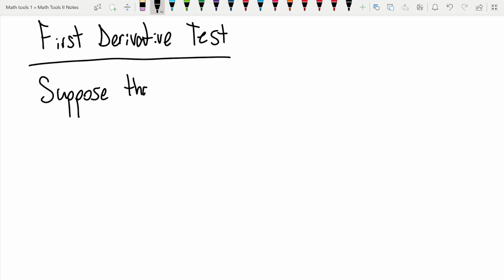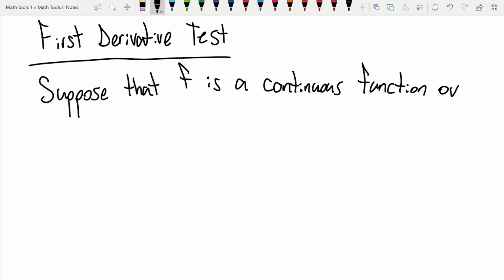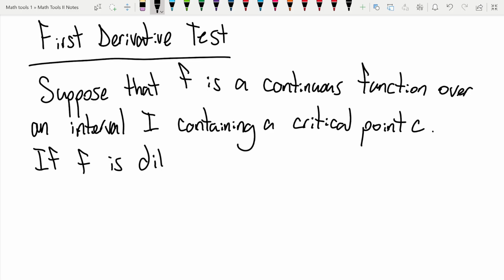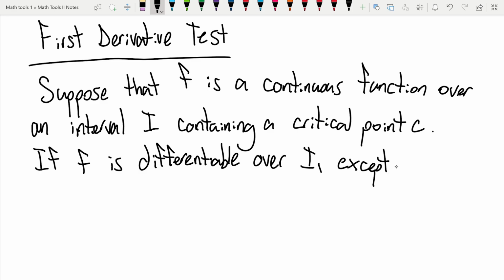So suppose that f is a continuous function over an interval I containing a critical point C. If f is differentiable over I, except possibly at C, so it does not need to be actually differentiable at the critical point.